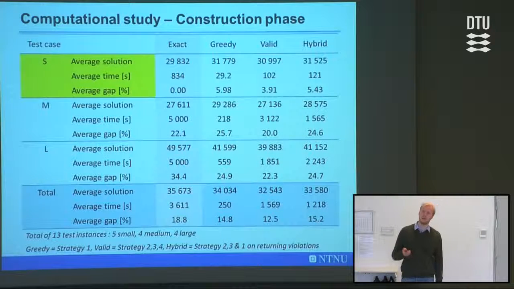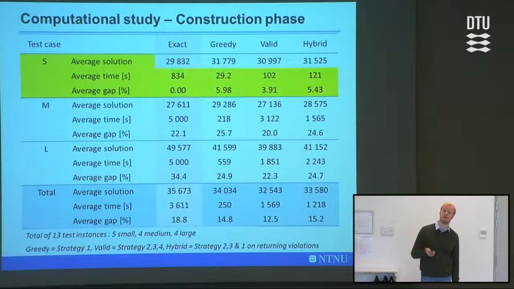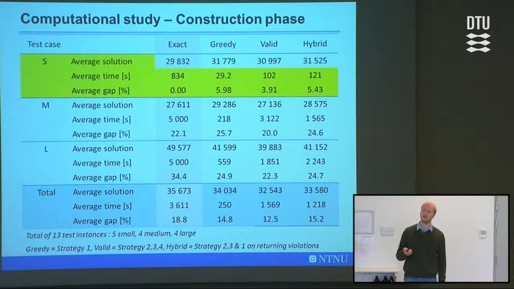And what we can see here, we have collected the average solution, the average time it took to solve the instances, and the average gap. And for the small instance, we can solve all of them to optimality with the exact formulation. Only using the construction phase, we get a gap here of between 4 and 6%.